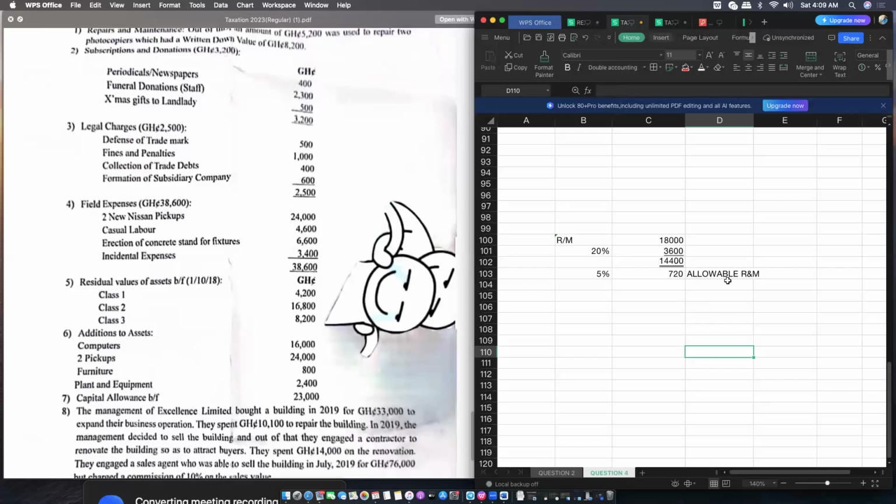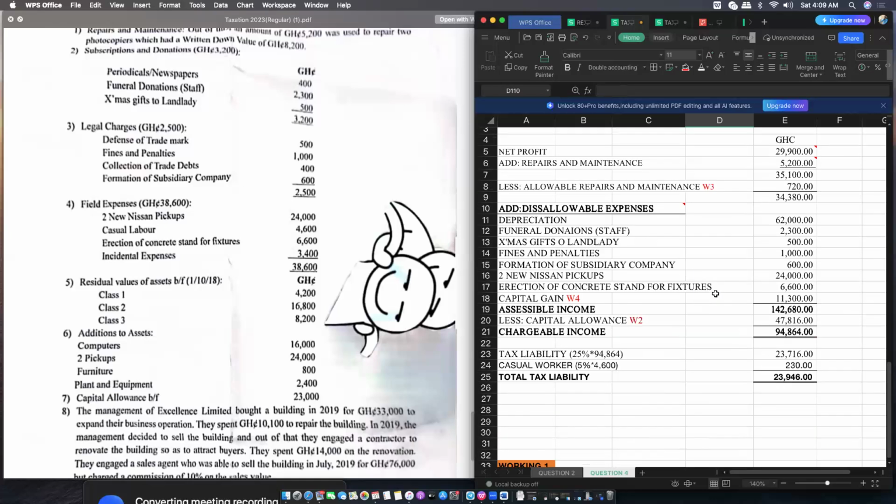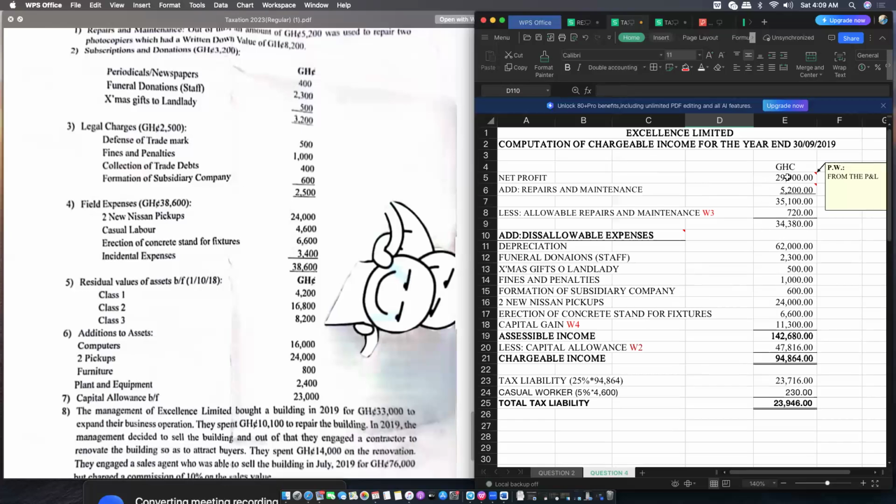Allowable expenses, do we add or do we less? We less. So why are we adding? Allowable repairs and maintenance you do not add, we less. So you less it out from the 35,100 to get 34,380.